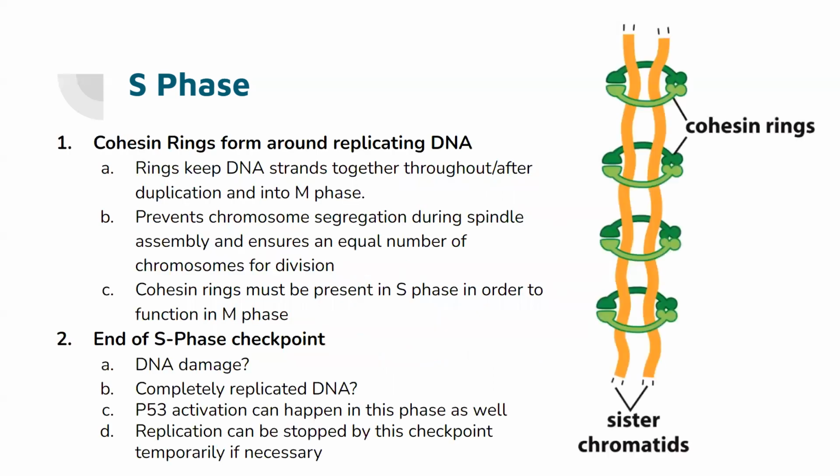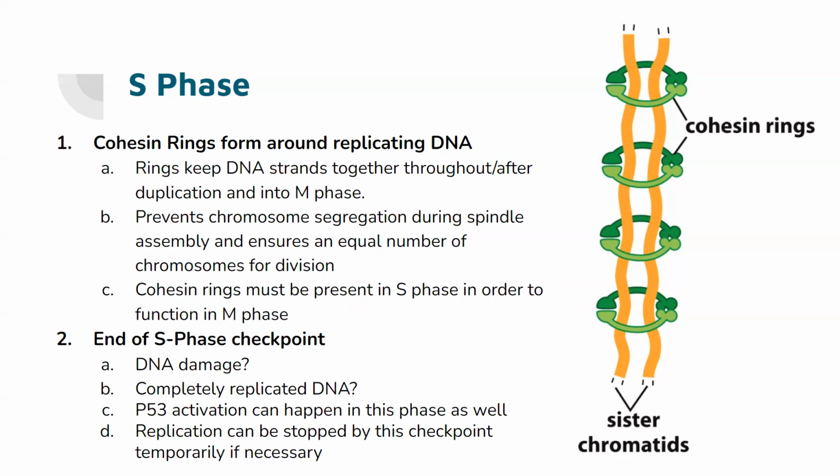And so the cohesin rings form around the replicated DNA. And so that's what keeps the chromatids together. And so it prevents the chromosome segregation until the cell is 100% ready. And after all the steps required for cytokinesis to occur, that's when cohesin gets cleaved.